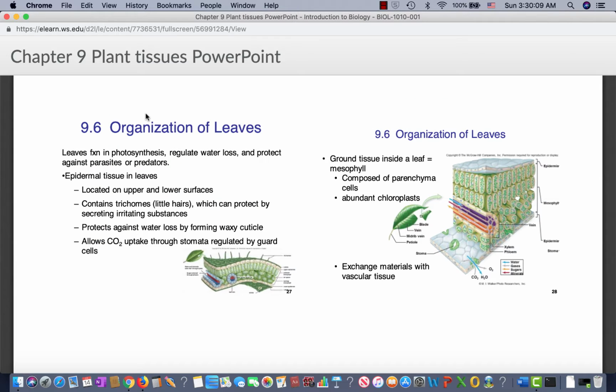Okay, so leaves. The primary function of leaves is photosynthesis, but they also regulate water loss and protect against parasites and predators. Plants actually know when they're being eaten or parasitized, and they will alert other nearby plants with chemical messengers, and some of them will actually change the flavor of their leaves to make them taste foul, or can even start producing chemicals in their leaves to act as an irritant to deter predation.